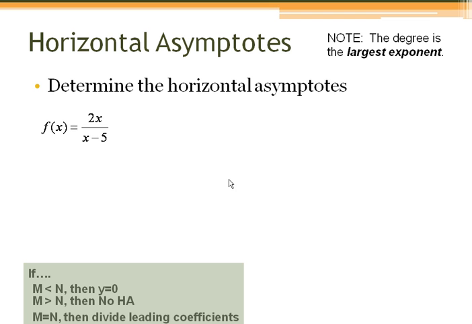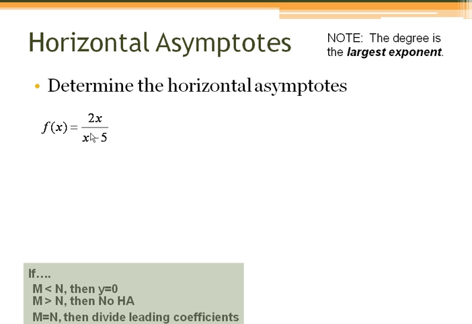Down at the bottom it says if your m is less than your n, then y equals 0. m and n stand for your degree up top and degree on the bottom. If your numerator's degree, the largest exponent, is smaller than the bottom, then you get an HA at y equals 0. If the top's bigger than the bottom, there's no HA, and if they're equal, then you have to divide the leading coefficients.